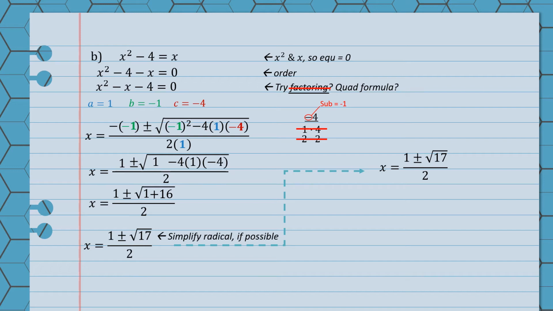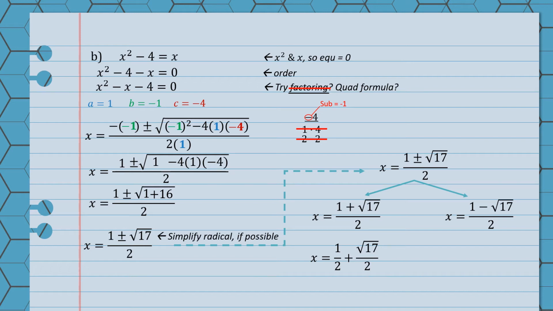But we need to separate that plus or minus. We will have the plus version and the minus version. Looking at the plus version, since we have 1 plus square root 17 over 2, notice 1 plus square root 17 are not like terms, so they cannot be combined, which means we need to separate these. That gives us x equals 1/2 plus square root 17 over 2. Now look at those fractions. Can either of them reduce? No. So that is your first solution.